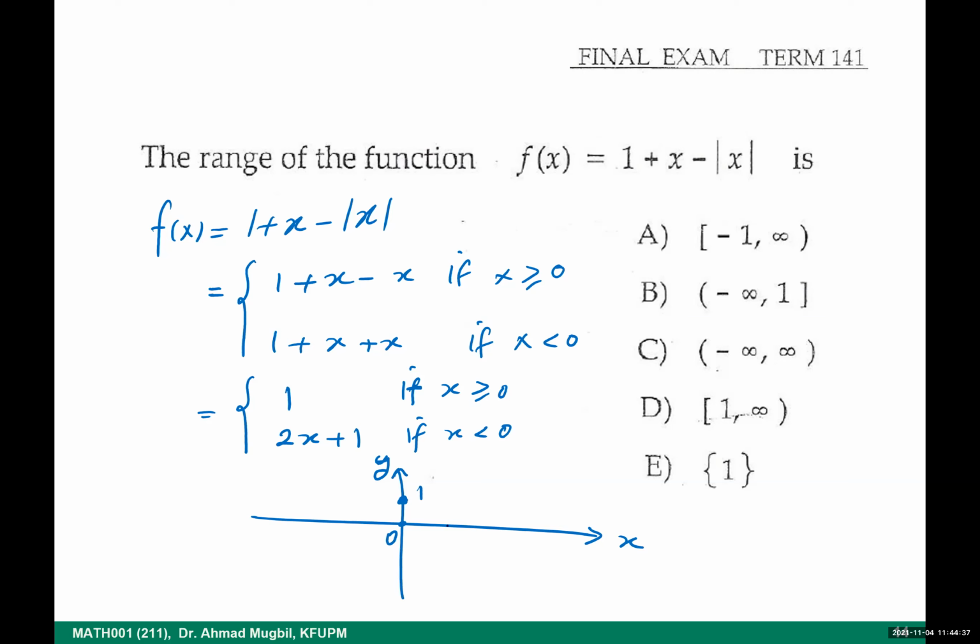If it is 0, it is 1. If it is greater than 0, like what? Always 1. It will also be a constant function. So it will be always what? 1. So the graph will be a horizontal line. So this is y equals 1.